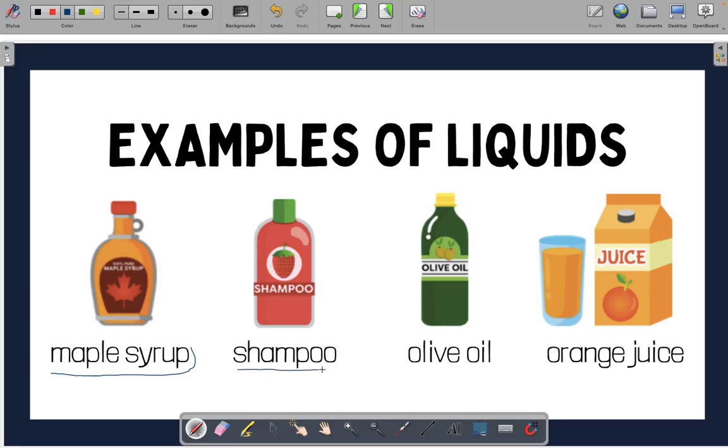Then you have shampoo, olive oil, orange juice. So all of these have a fixed volume, right? If you pour the shampoo from one container to another, the volume is not going to change. Say if the shampoo is 400 ml or 1 liter, if you pour it to another container, it will have the same volume. So that is why liquids have fixed volume. But if the shape of the container is different, say if you pour the shampoo into this glass, it will take the shape of this glass. So that is why we say it does not have a fixed shape.